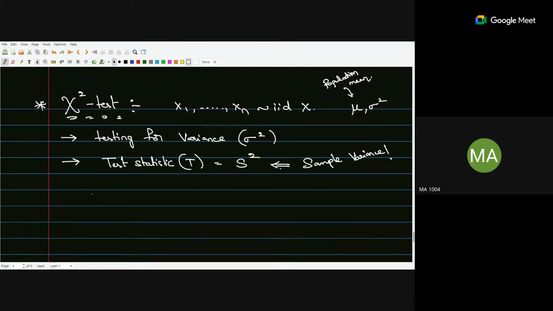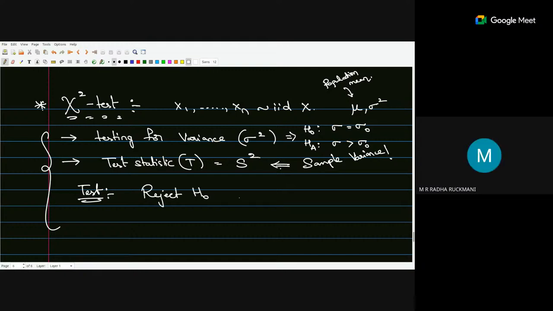But before that, let me write down the situation. So we have samples with us and we are testing for variance. That means there will be a null and an alternate for me. The null will be something like sigma equals sigma naught, and the alternate is something like sigma greater than sigma naught. Then I have a test statistic with me, and finally I should also define what my test is. The alternate can be sigma greater than sigma naught or less than sigma naught, any tailed test.